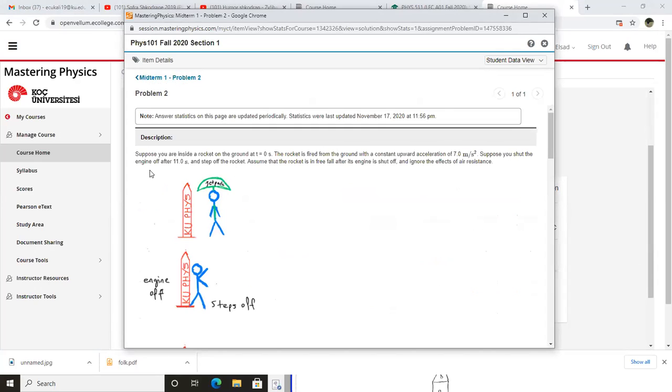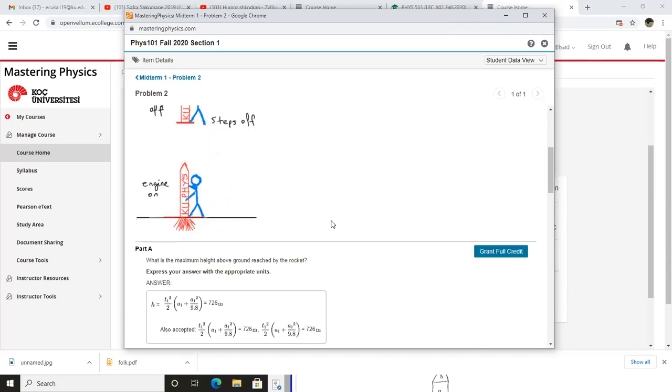Suppose you shut the engine off after 11 seconds and step off the rocket. Assume that the rocket is in free fall after the engine is shut off, and ignore the effects of air resistance. So what happens here?